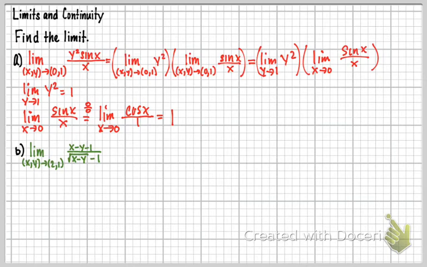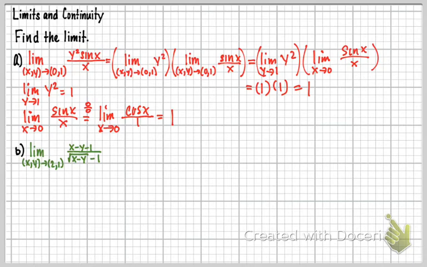Now the huge benefit of breaking this apart this way is that, since those limits were both finite, the limit of the product is equal to the product of the limits, the finite numbers I came up with. All right, so this is really 1 times 1, which equals 1. So the answer to number A is 1. Very nice when I can split those apart that way.